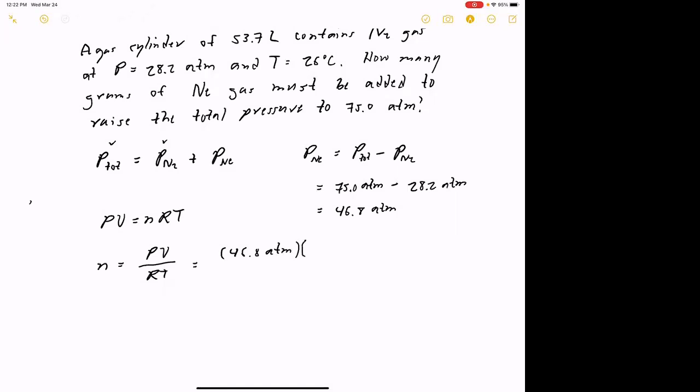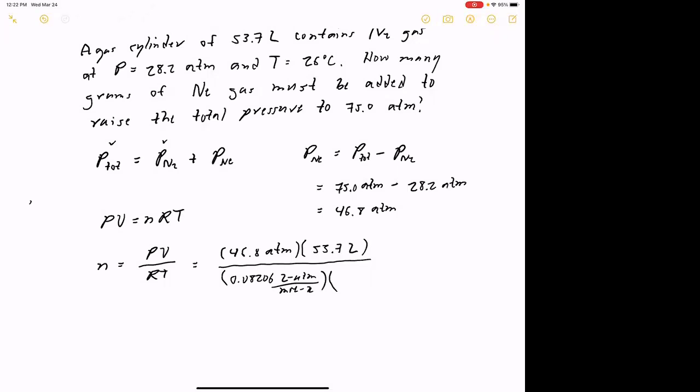I need the volume. Okay, that's already in liters. That's good. So that's 53.7 liters. That's defined by the volume of the tank, right? And R, 0.08206 liter atmospheres per mole Kelvin. And then I need times the T.